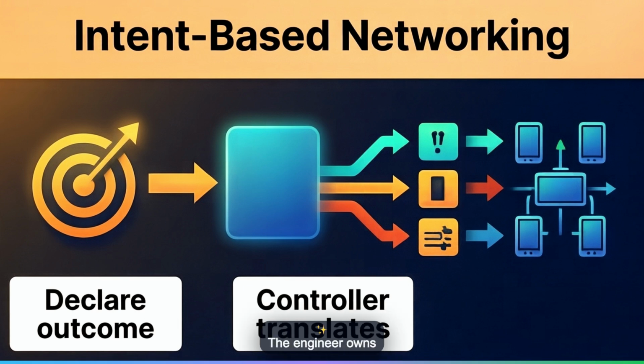The engineer owns the policy, scope, validation, and rollback decision. The controller owns repetitive translation and distribution. That shift, from telling every device how to behave to declaring the outcome, builds on automation and SDN.